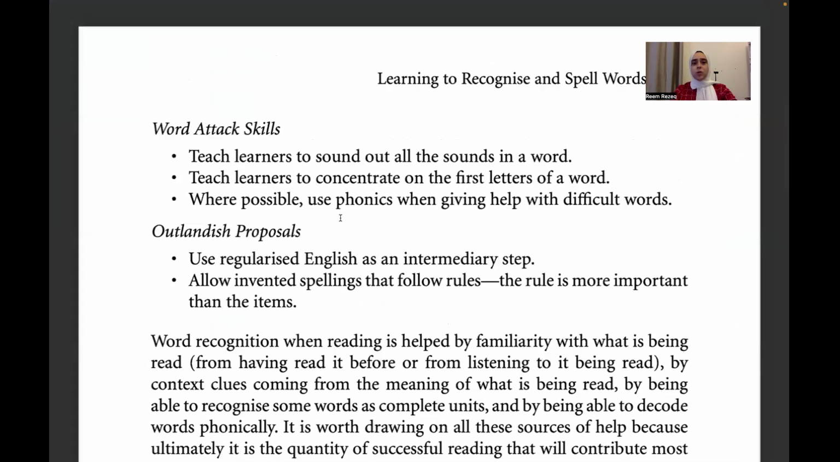So here we're focusing on the word attack skill. Word attack skill is very, very important, ليش؟ نعتبره teach learner to sound out the words, the letters. So this way, we call it word attack. So with word attack here, what are we focusing on?